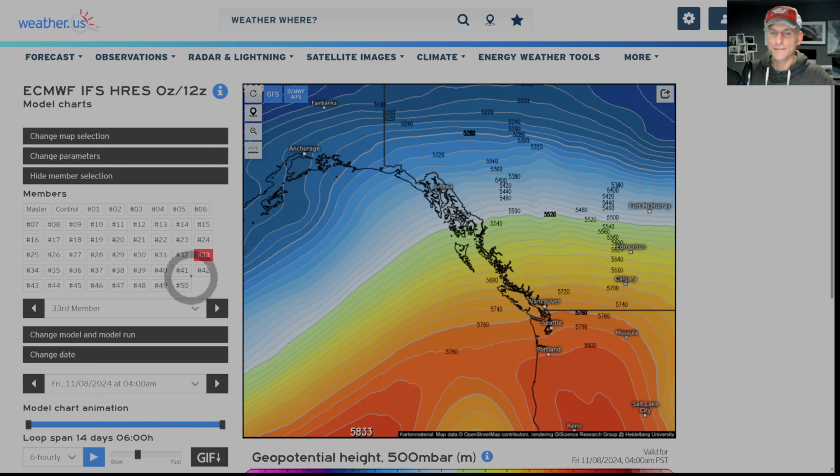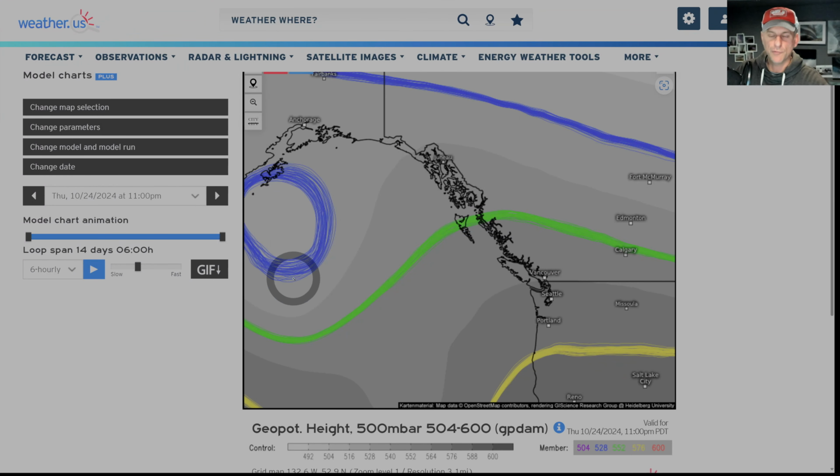But the strength of that is when you average all 50 of them and you come up with a mean, then you can kind of detect those troughing patterns and those ridging patterns on through the extended forecast. That is the strength of an ensemble forecast.